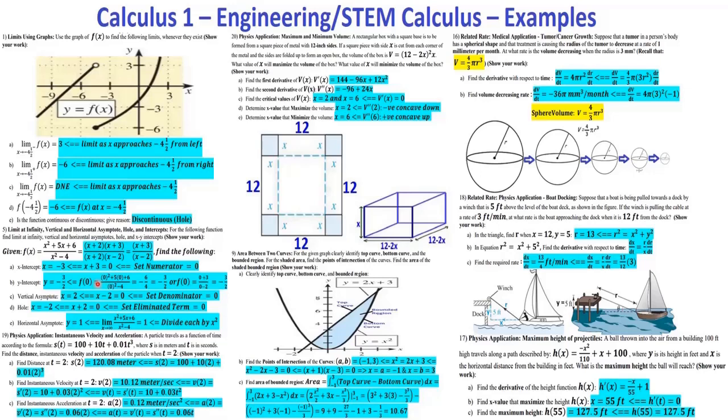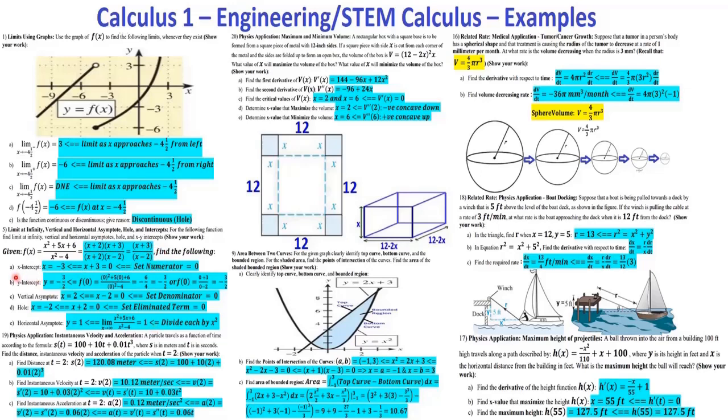Then I have an example of limit at infinity. So given f of x equals x squared plus 5x plus 6 over x squared minus 4. So this is equal to, if you factor the top, x plus 2 times x plus 3. You factor the bottom, it's x plus 2 times x minus 2. X plus 2 cancels x plus 2. So this is x plus 3 over x minus 2.